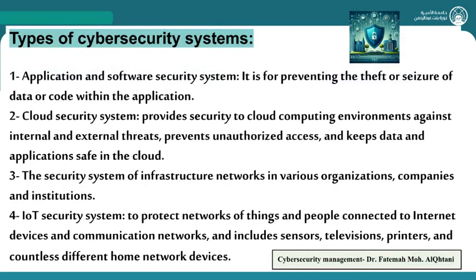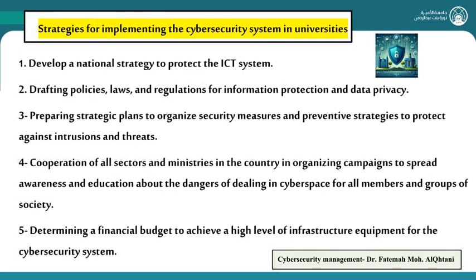What are the types of cybersecurity systems? 1. Application and software security system. It is for preventing the theft or seizure of data or code within the application. 2. Cloud security system. Provides security to cloud computing environments against internal and external threats, prevents unauthorized access, and keeps data and applications safe in the cloud. 3. The security system of infrastructure networks in various organizations, companies, and institutions. 4. IoT security system. To protect networks of things and people connected to Internet devices and communication networks, and includes sensors, televisions, printers, and countless different home network devices.